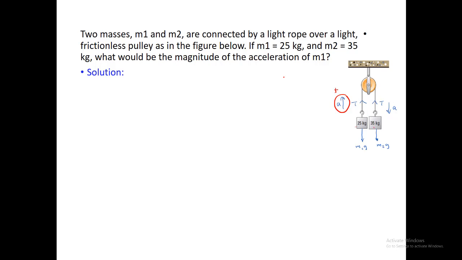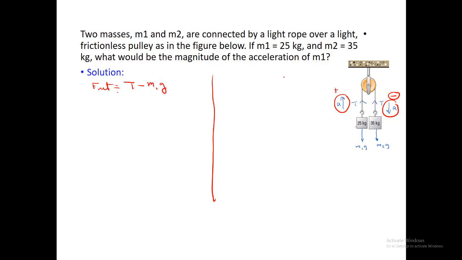Remember, the 35 kilogram is accelerating downwards. A is negative. Then we will just deal with each one of them alone. Look at that. I'm just treating this block first. We said this object is affected by two forces. Net force, let us say that F net equals this minus that. This is plus, this is minus. It should be T minus M1 times G.